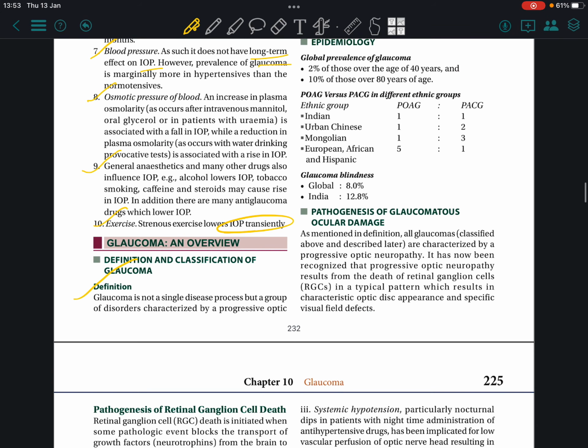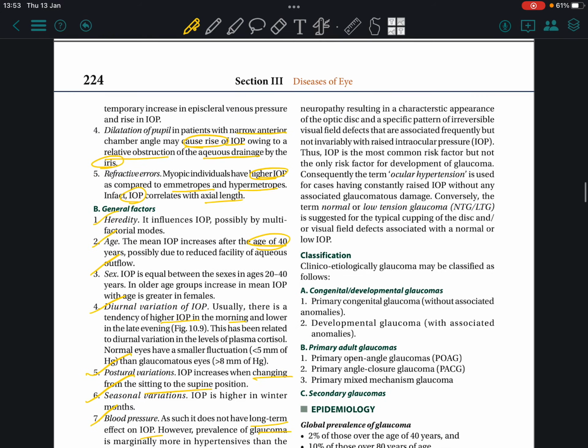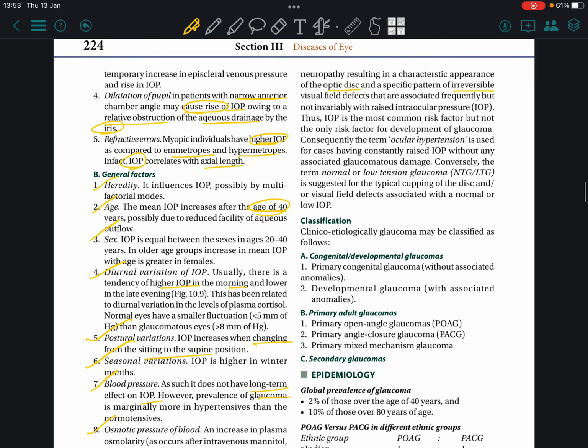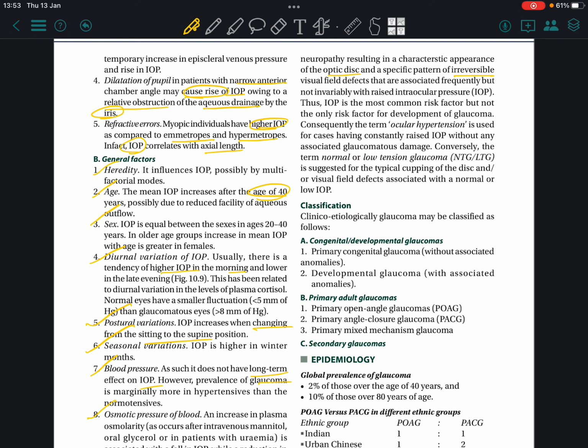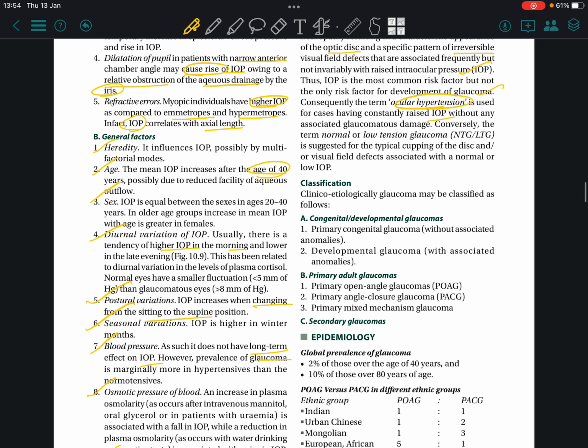Glaucoma, an overview. Definition: glaucoma is not a single disease but a group of disorders. It is an optic neuropathy resulting in characteristic appearance of the optic disc and specific pattern of irreversible visual field defects, and is associated frequently but not invariably with increased intraocular pressure. IOP is the most common risk factor but not the only risk factor for development of glaucoma. Consequently, the term ocular hypertension is used for those having constantly raised IOP without any glaucomatous change.